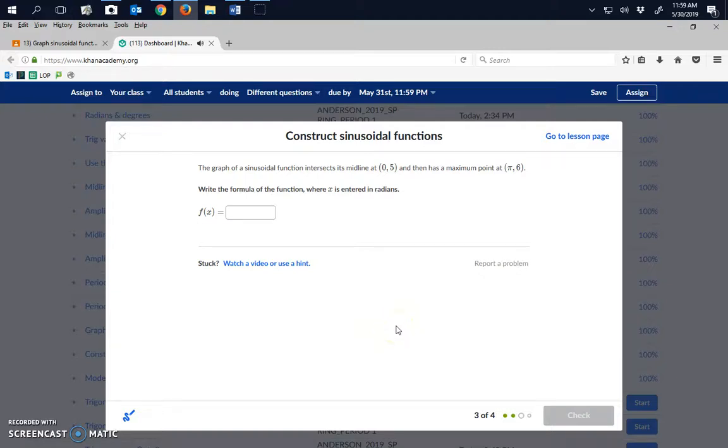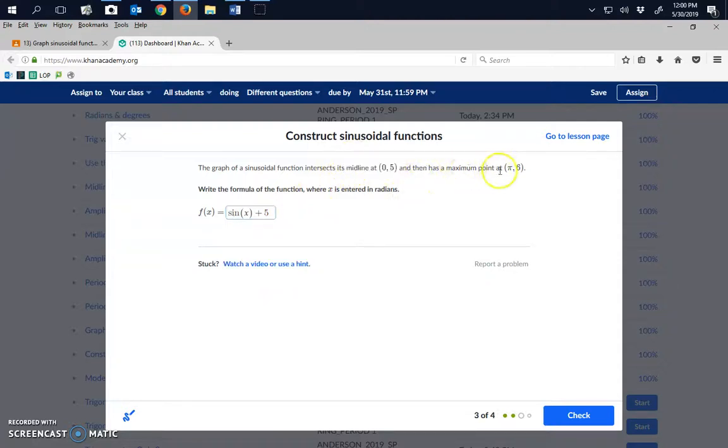Graph of sinusoidal function intersects its midline at (0, 5). Okay, so we know our midline and our y-axis. So we know we have a sine graph because our midline is on our y-axis. So I can type in sine right now. Do parentheses, so I have that box. So I'll put an x in there. We don't know our period yet. We know our midline's on 5, so plus 5. So we know all that from just this statement right here.